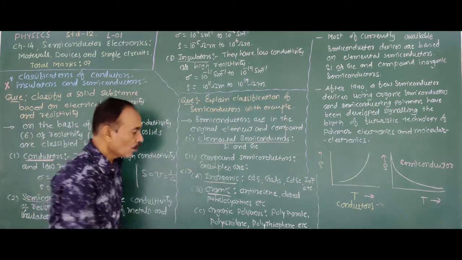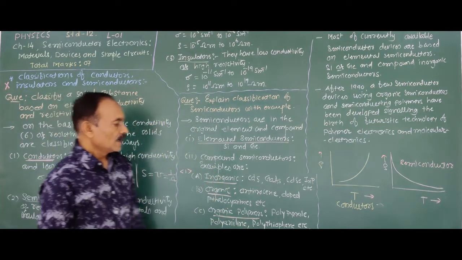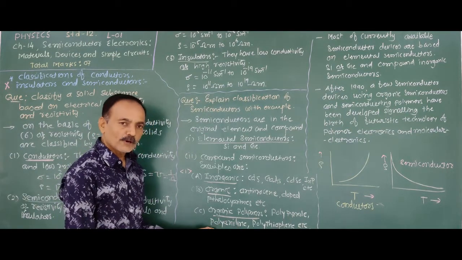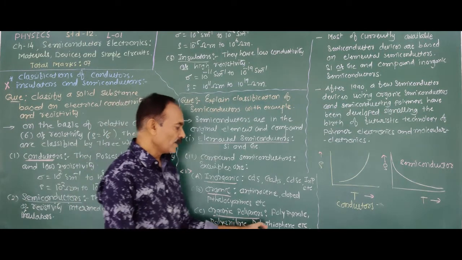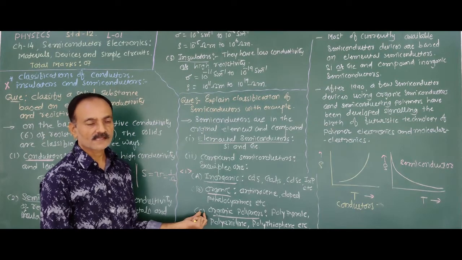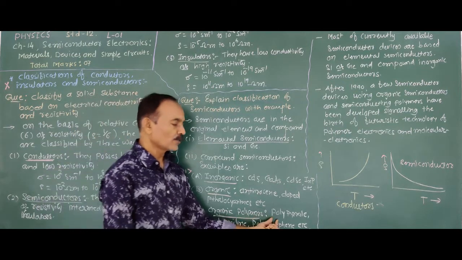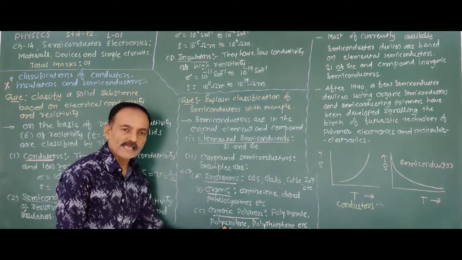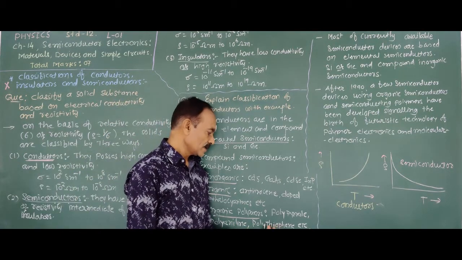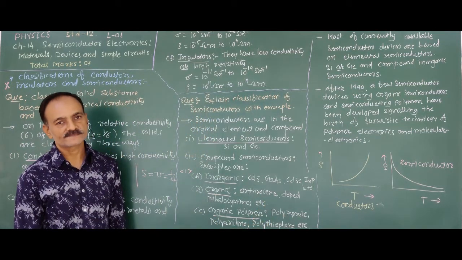And next is organic polymers. Polypyrrole, polyaniline, polythiophene, etc. are the organic polymers. Again, the organic polymer semiconductor devices are polypyrrole, polyaniline, and polythiophene, etc.